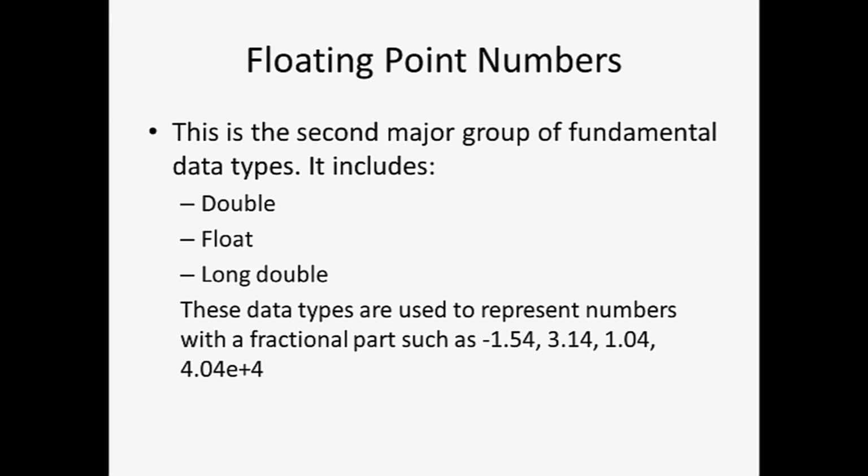So let's talk about the second major group of fundamental data types, the floating point numbers. It includes these three data types: the double, the float, and the long double. These data types are used to represent numbers with a fractional part, such as negative 1.54, 3.14, or pi, and so on. So remember, integers are used to hold whole numbers, while floating points hold fractional numbers.